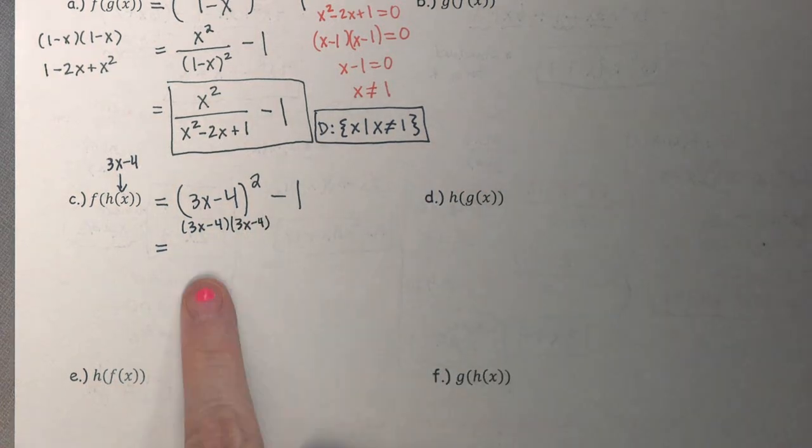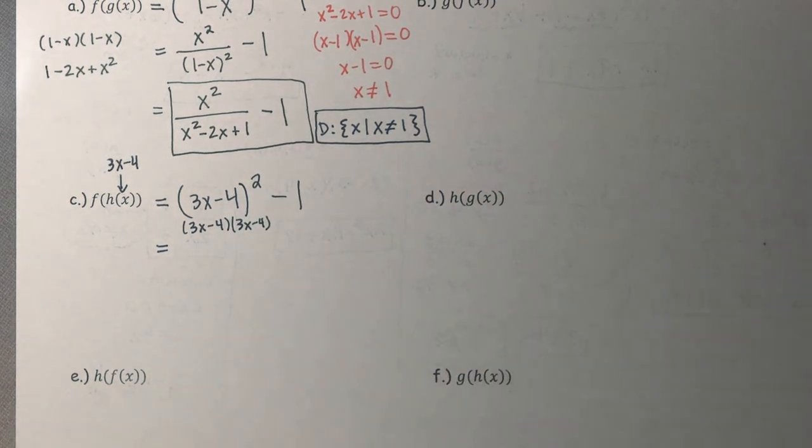Okay, so I want you to FOIL it, simplify, and then I want you to think about the restrictions, if there are any. So your pens and pencils should be moving at this point.